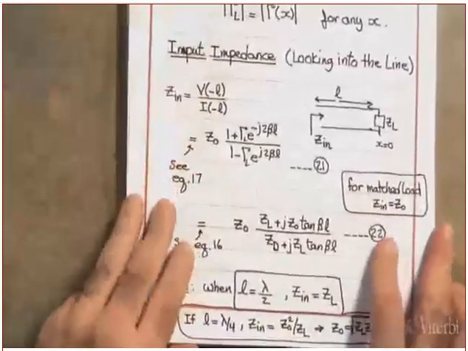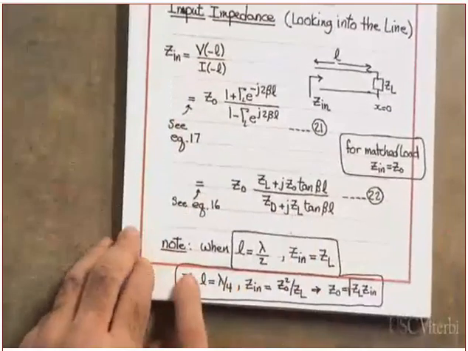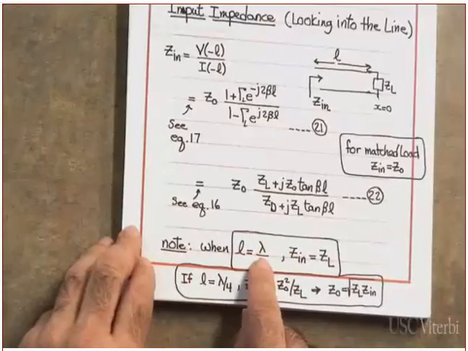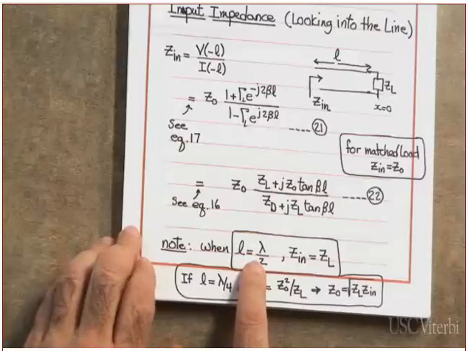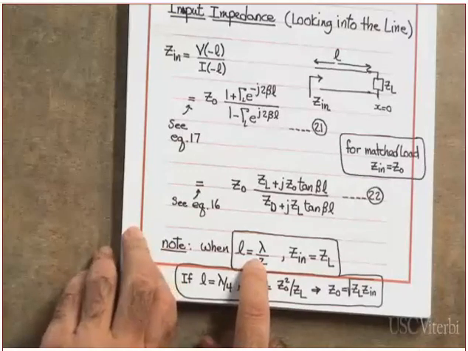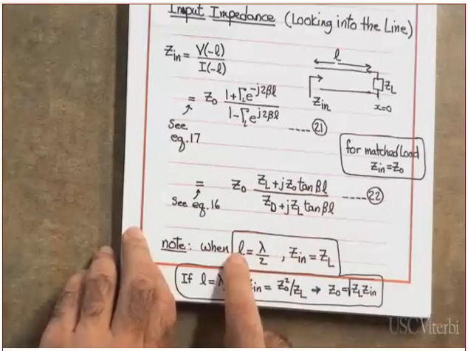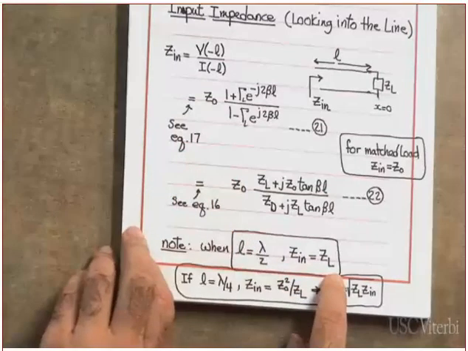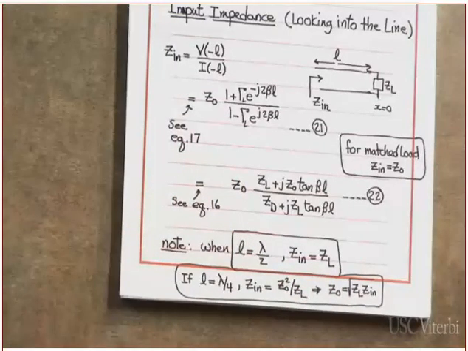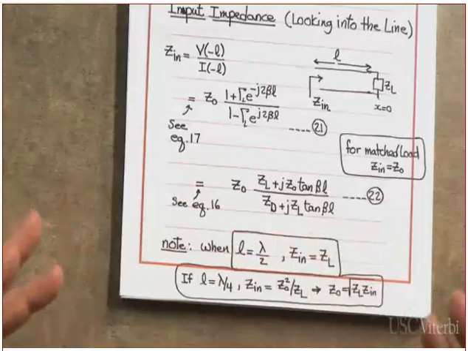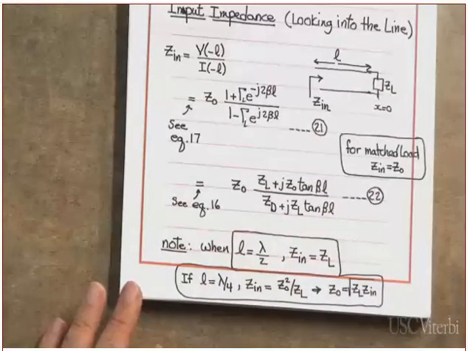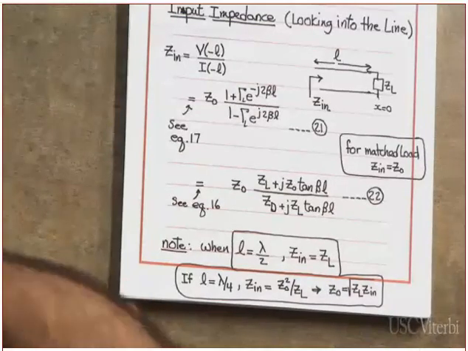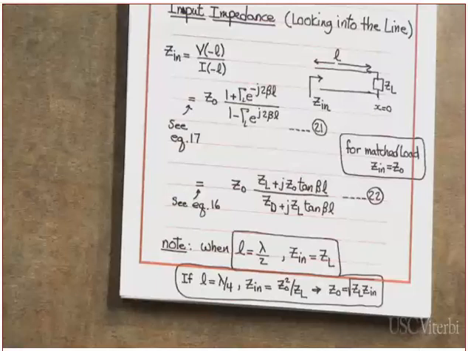Now, so you get this. Now, listen to me. If L is equal to lambda over 2, which means this is a half wavelength transmission line, then what do I have? Zin is equal to ZL. What does Zin equal to ZL mean? When I say the input impedance is the same as the load, it means that it is as if I am removing the transmission line totally. Did you get this or not? And I'm putting ZL as the load to the source. Did you get my point or not?